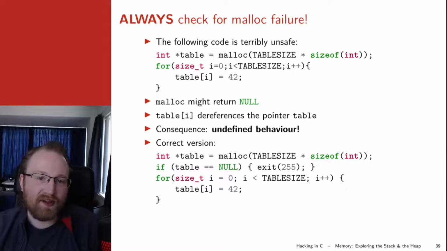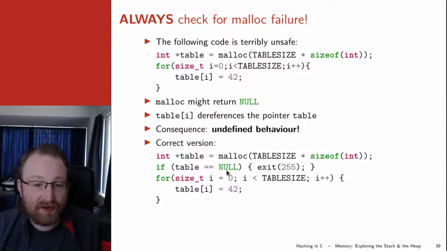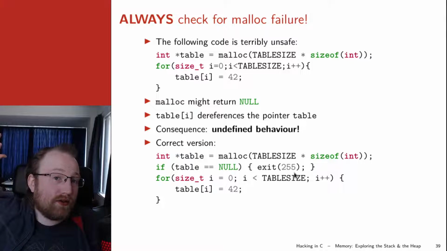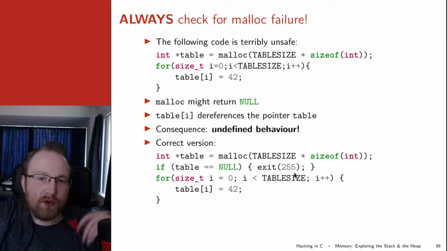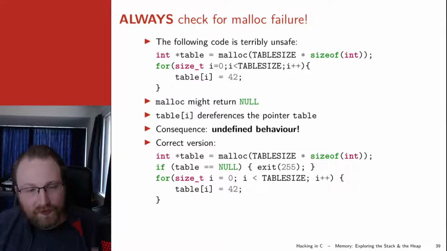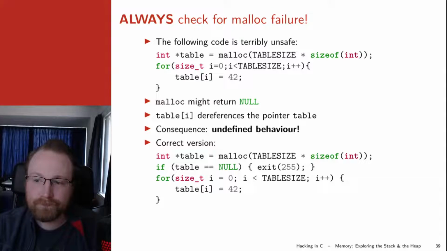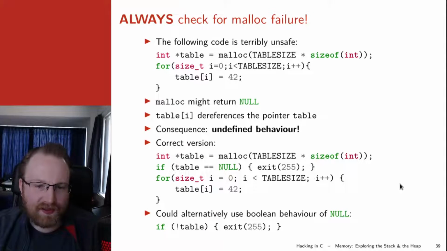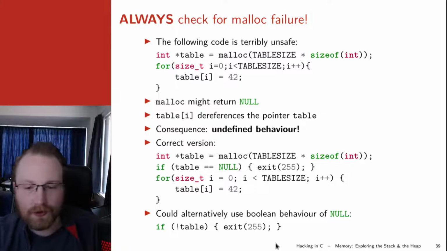So the correct version of that code would be, well, allocate the table, check if it's null, and if it is null, just exit the program or do something else. Do some error handling, request a smaller table, whatever. Right? If there's not enough memory to work with, then it makes sense to crash. But you have to check the return value of malloc. So the alternative way of writing that check would be this Boolean behavior that was on the last slide.